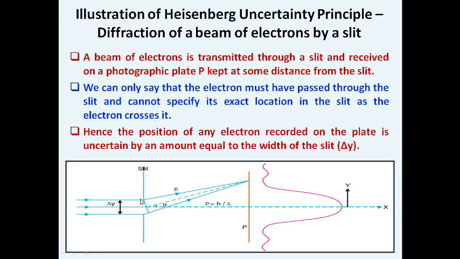But once we are passing through the slit, it was noticed that we couldn't exactly determine the position and momentum of the particle, or you say electron, from slit to the screen. So hence the position of any electron recorded on the plate is uncertain by an amount equal to the width of the slit, delta y. This is the area where we have a chance of locating electrons, from the equilibrium position to the first minimum position. This is called the uncertainty in determining the position of the electrons after the diffraction.